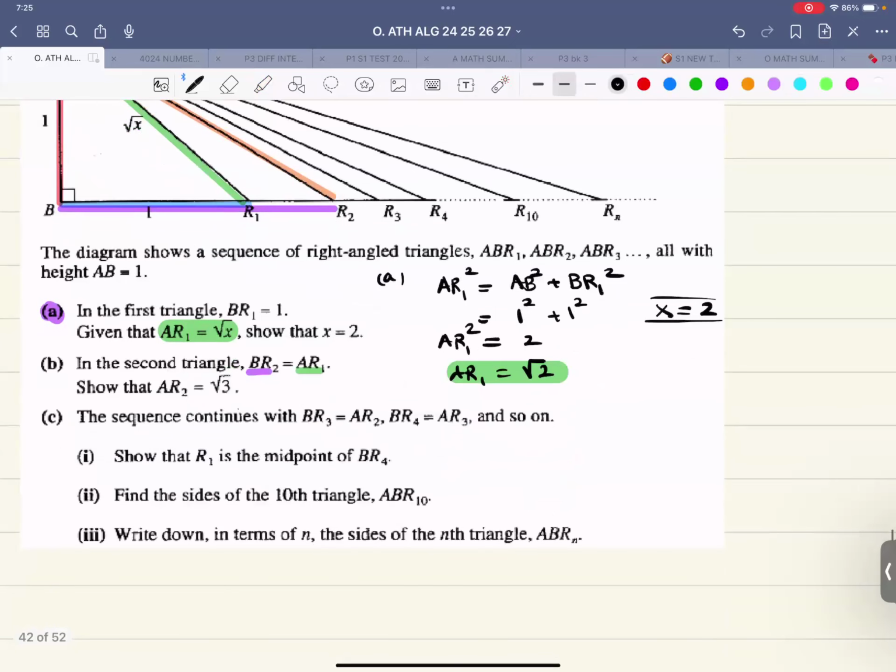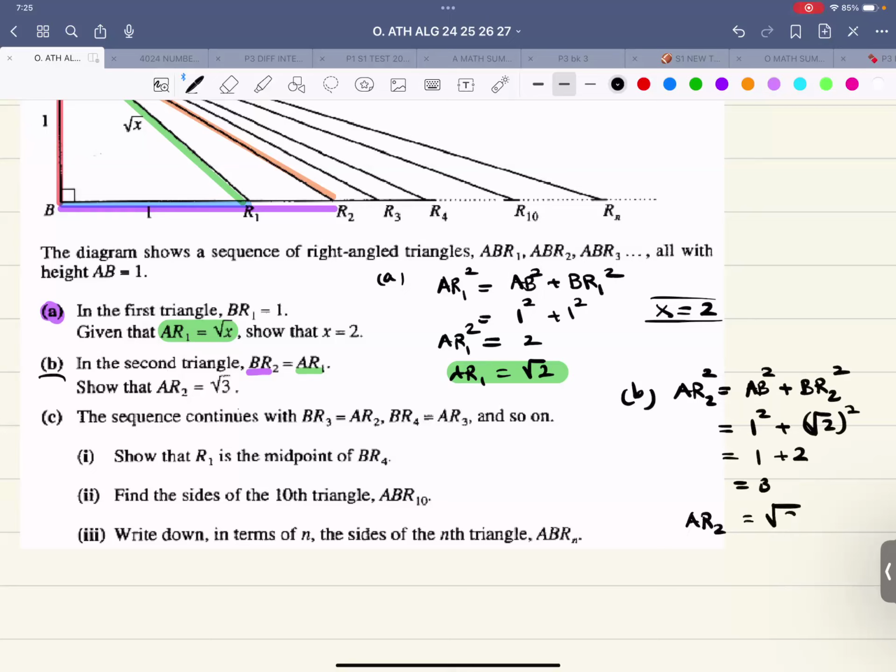So let me write it down for part B. So for part B, I'm writing it down over here on the corner. AR2 whole square is equal to AB square plus BR2 square. AB square is 1 square. BR2 is root 2 whole square. This is 1 plus 2. This comes out to be 3. Therefore, AR2 is square root of 3.